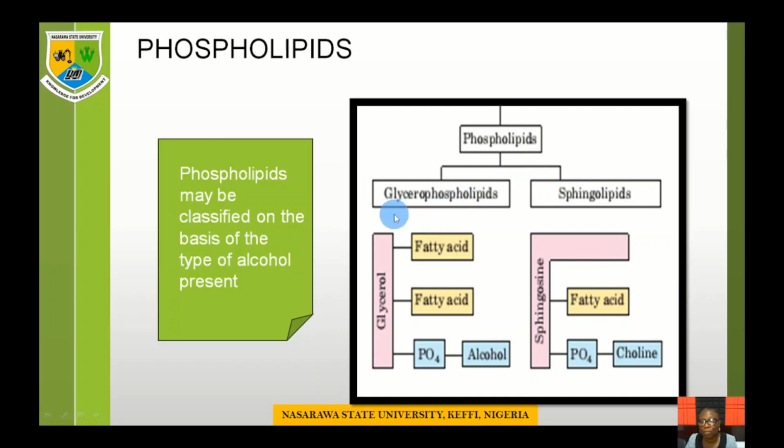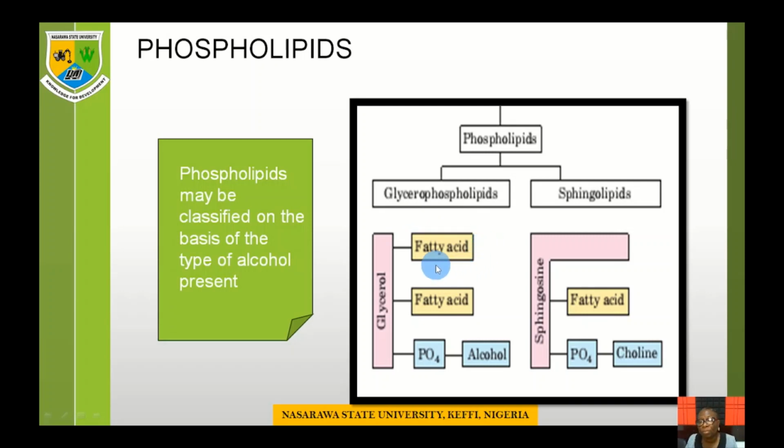Phospholipids can be classified as glycerophospholipids and as sphingolipids. Now, for glycerophospholipids, the alcohol here is glycerol. You can see it is glycerol. While for sphingolipids, the alcohol is sphingosine. It's sphingosine.